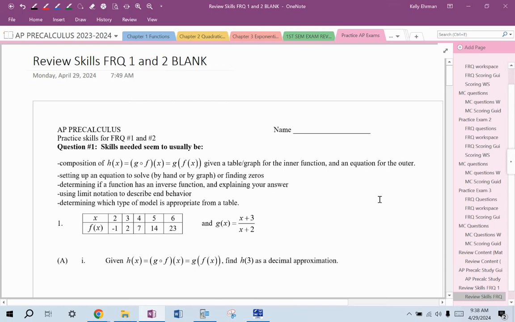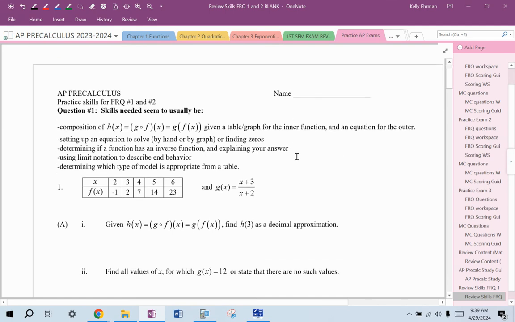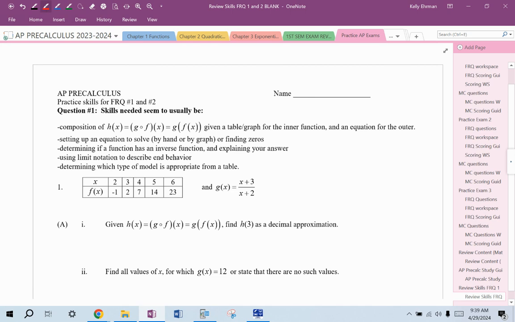All right, so this packet gives us 2 problems to practice FRQ number 1 and 2 problems to practice FRQ number 2. So before we get into it, looking at the 3 practice tests that we have, it looks like the first part of number 1 is always going to ask us about a composition. So here's the composition we've been given. They do give you that full formula, and then they give you like a table or a graph for the inner function, and then the outer function has always been an equation.